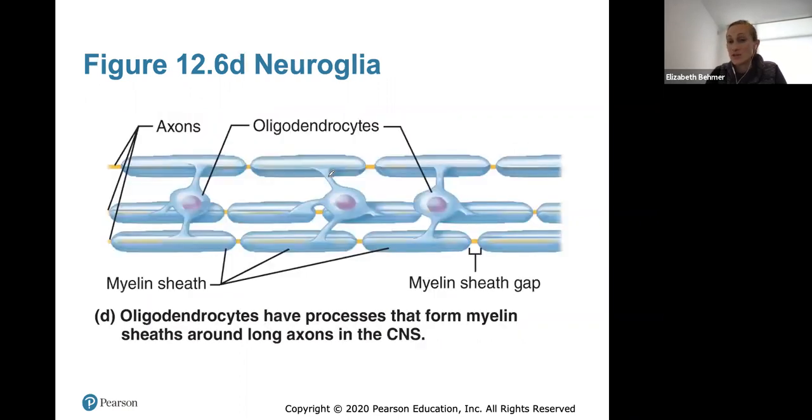Here are what oligodendrocytes look like. They have myelin sheaths that wrap around axons to help axons transmit their signals faster.